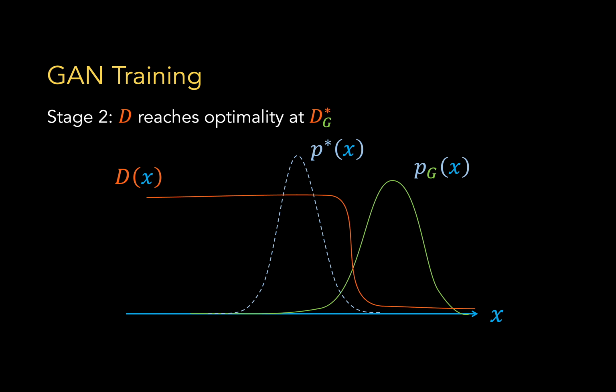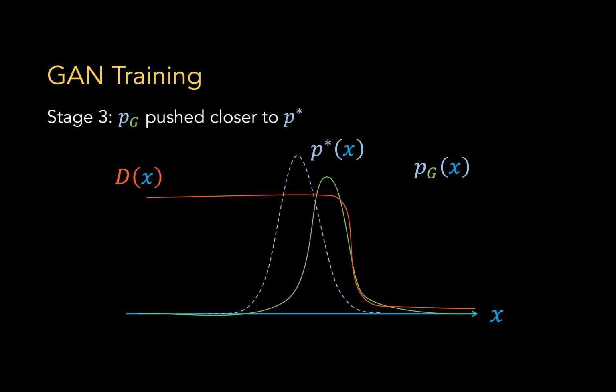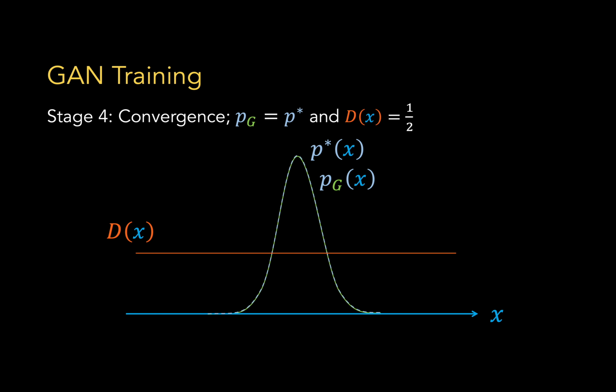Now, in the second stage, our discriminator converges, so it has a high discriminative capacity, and thus becomes useful to the generator in guiding it towards P star, which is the third stage. Then, finally, in the fourth stage, PG becomes P star, and our discriminator output becomes 1/2 everywhere. So in a perfect world, this is what should happen during GAN training, and we should eventually reach convergence, or the Nash equilibrium of our minimax game, with our discriminator being completely confused between real and generated samples. But of course, the real world is not so simple.